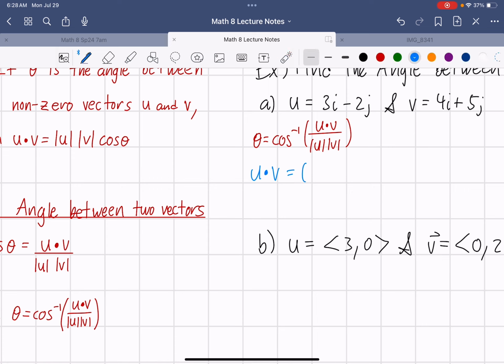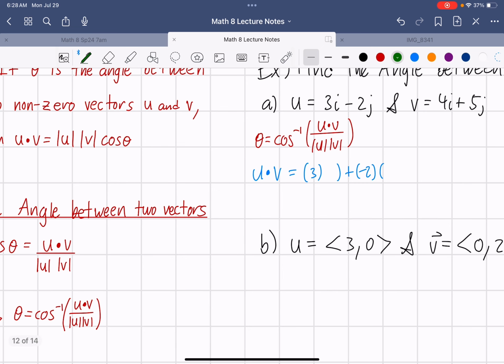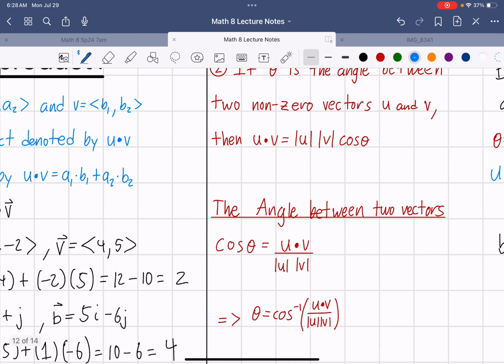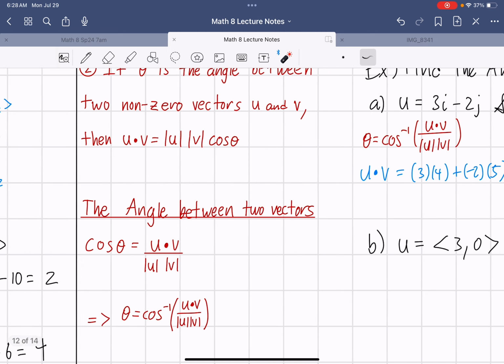So this tells us it's going to be 3 times 5 plus negative 2 times, so you have to be careful. If you notice, I took the x component and multiplied it with the y component. When you go too fast, you can make these silly mistakes. So it's really 3 times 4 plus negative 2 times 5, which we already did, and that gave us 2, right? It's just this example over here. 3 times 4, negative 2 times 5 leaves us with the dot product equal to 2.